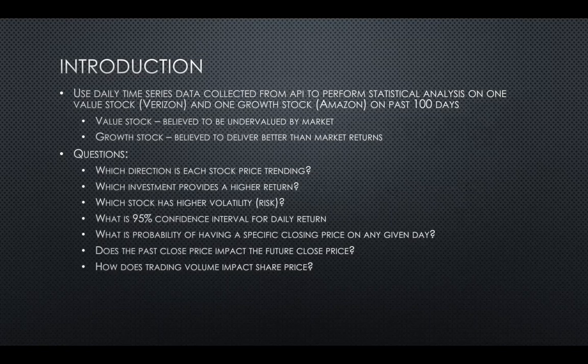For a quick introduction to what kind of data analysis I'm going to get into, I will use daily time series data collected from the Vantage API to perform statistical analysis on one value stock, Verizon, and one growth stock, Amazon, on the past 100 days. A value stock is believed to be undervalued by the market and typically cheaper. A growth stock is believed to deliver better than market returns given its high growth.